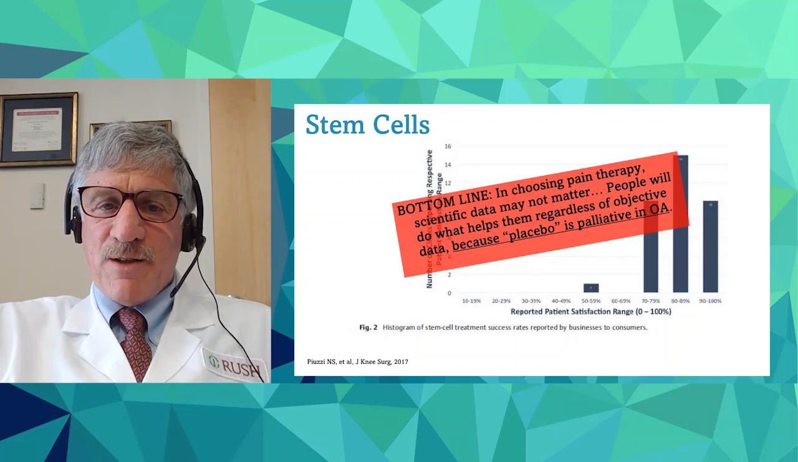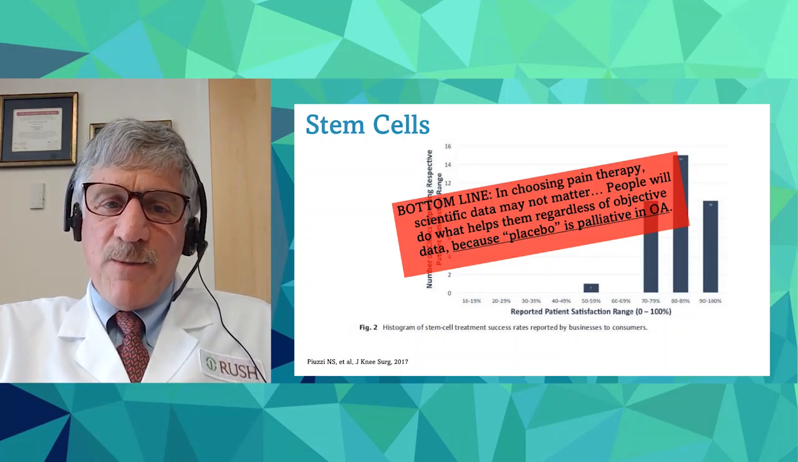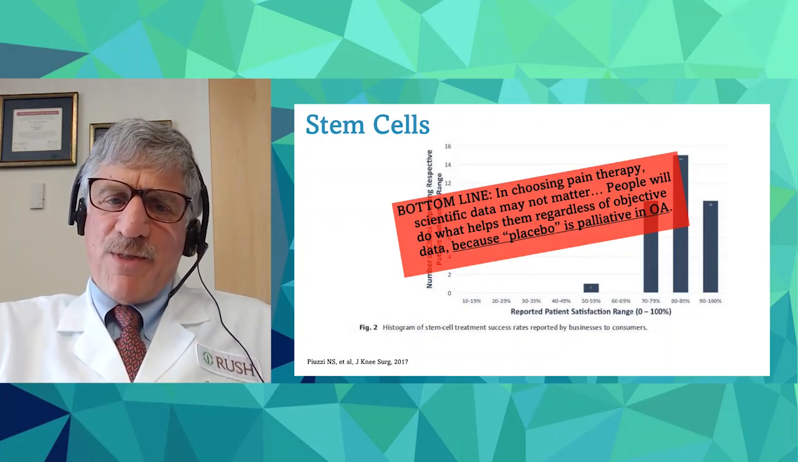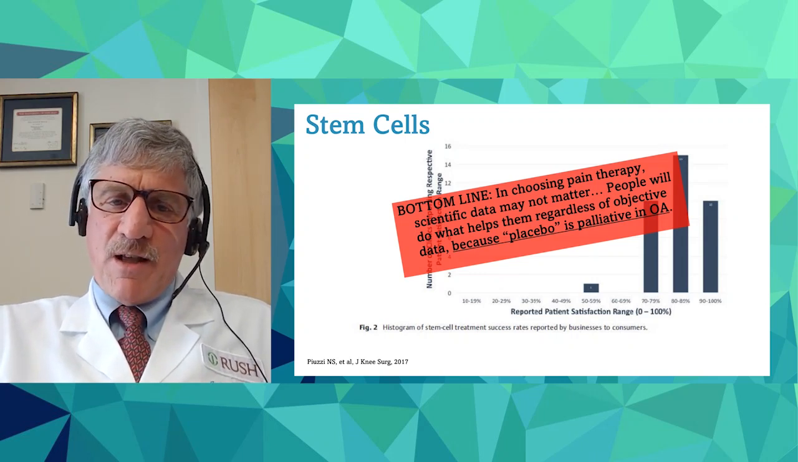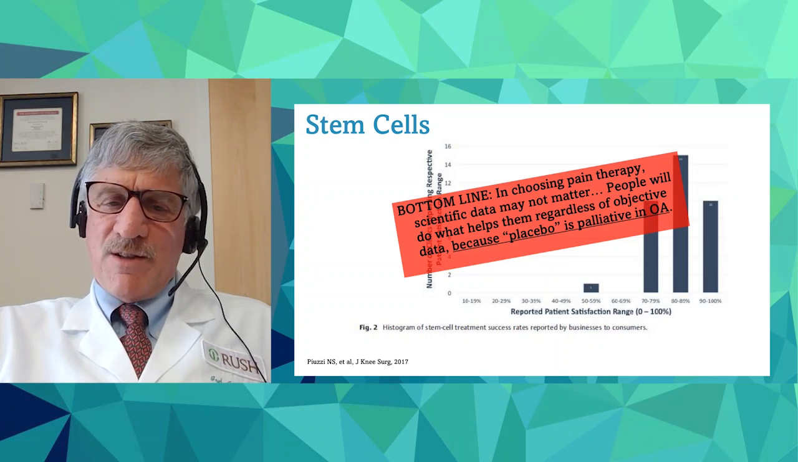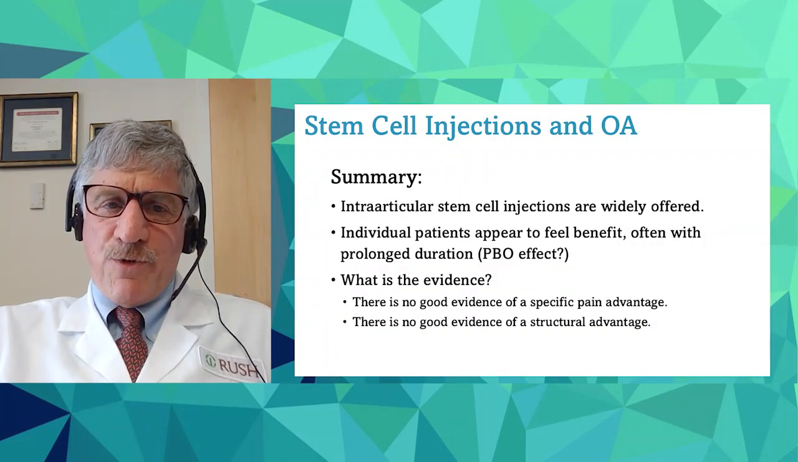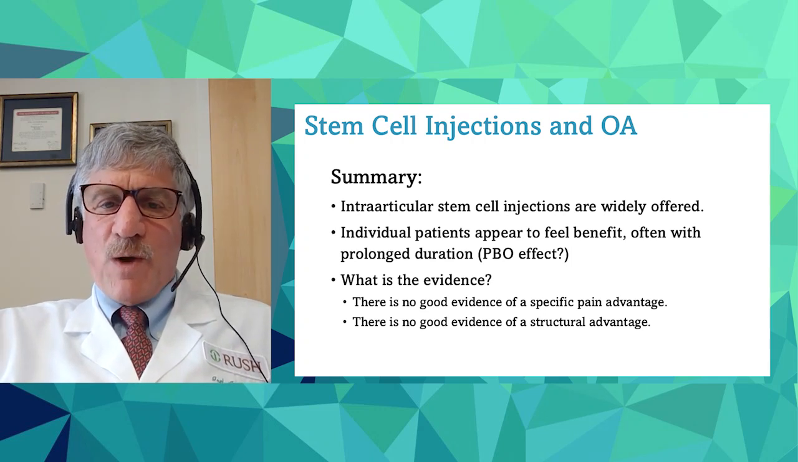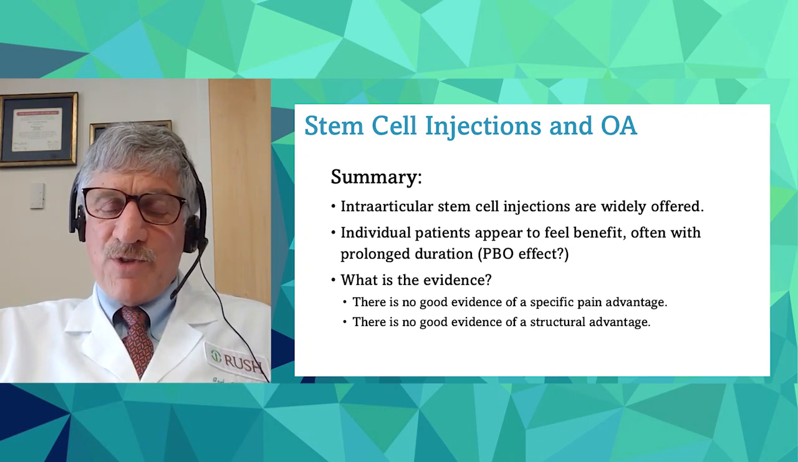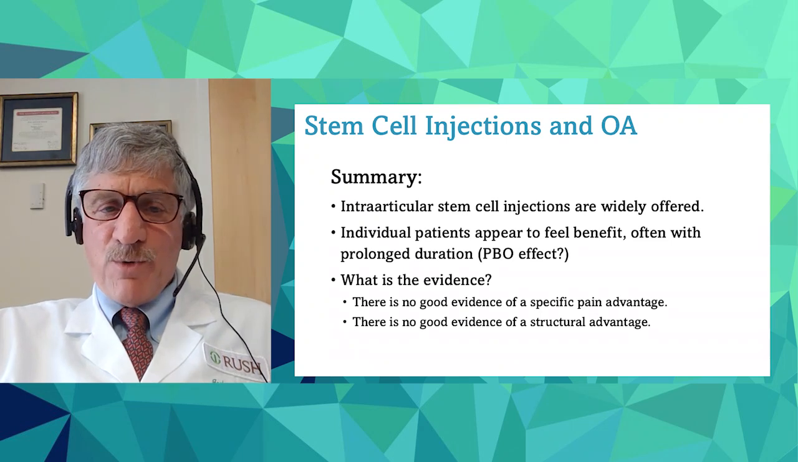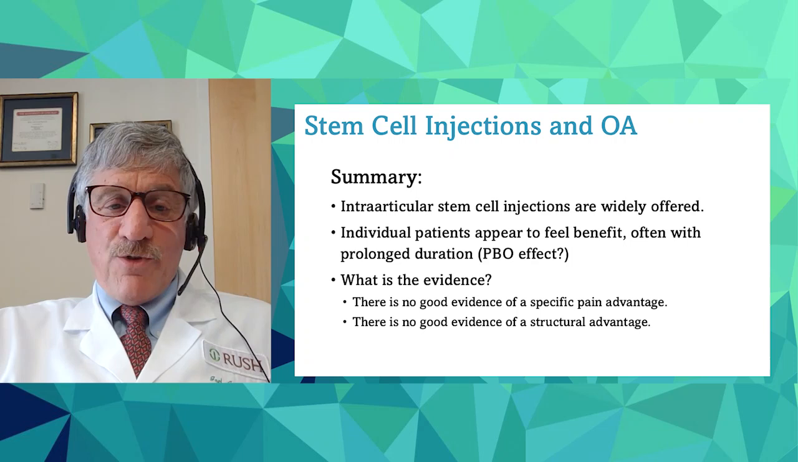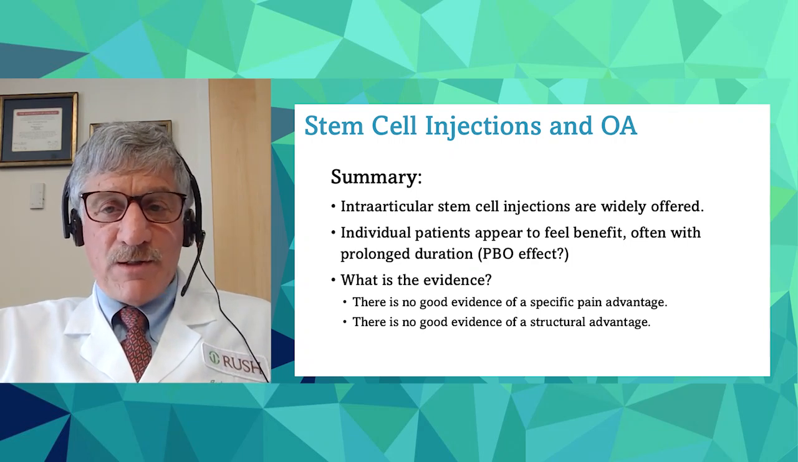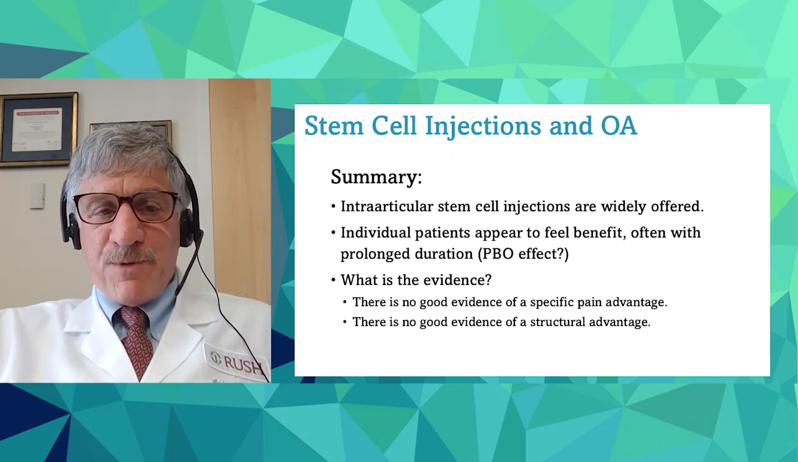And so the bottom line is that in choosing pain therapy, scientific data probably don't matter that much to people. They will always do what helps them, regardless of objective data. And just remember that the placebo effect itself is extremely palliative in osteoarthritis. So for the stem cells, intra-articular injections are widely available. Individual patients say that they feel a great deal of benefit, and often with prolonged duration, but there's no evidence of a specific pain advantage, no evidence of a structural advantage, and all of this is likely attributable to the placebo effect.